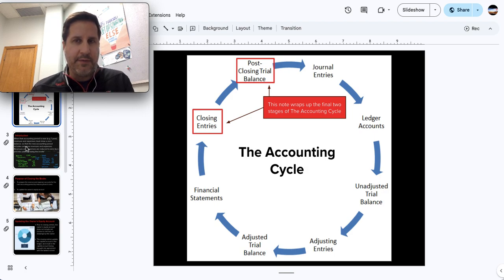Now, if we think of our assets, they still exist. So if we had a $50,000 bank account, that $50,000 is there on January the 1st. If we have a mortgage of $300,000, it still exists. And the owner's capital still exists because the owner is still investing in the business. So we have permanent accounts. Those are our balance sheet accounts: assets, liabilities, and equity, with the exception of our drawings, which is temporary. And then we have temporary accounts, which is our income statement accounts of revenues and expenses.